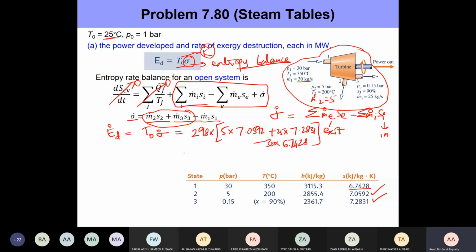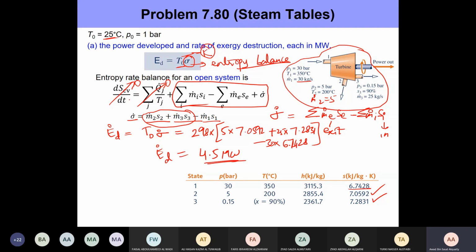Okay, so again, when you do the calculation, you realize that it comes out to be the same number, right? It basically is the same number that we had calculated, 4.5 megawatt. So this is the second way and the easier way for calculating entropy generation, specifically in this problem and a lot of similar problems.